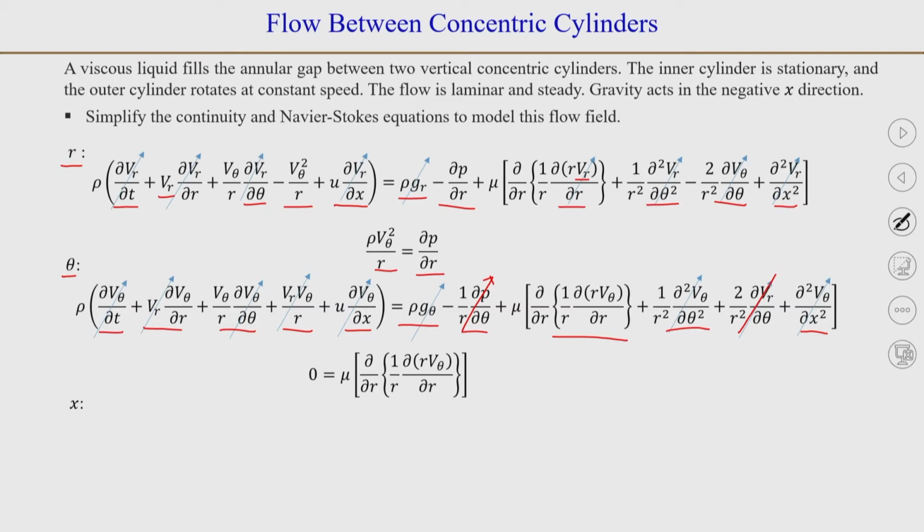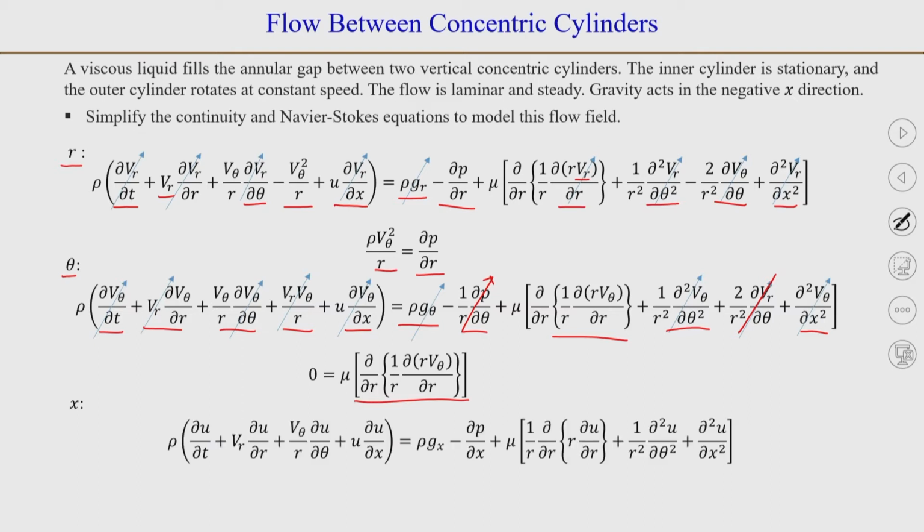So, we will be left with only the viscous term, which is equal to 0, and from this we will be able to find the velocity. Now, the last momentum conservation equation, which is along the x direction. The first term is 0 because the flow is steady, the next term is 0 because V r is equal to 0, and the third term here is 0 because u is 0. Actually, in this equation most of the terms will be 0 because u is equal to 0. So, we can say all of these terms will be 0.